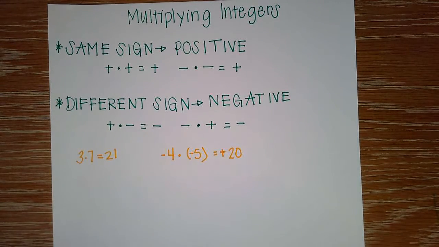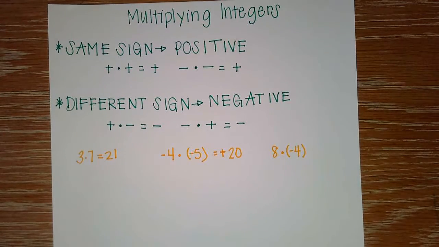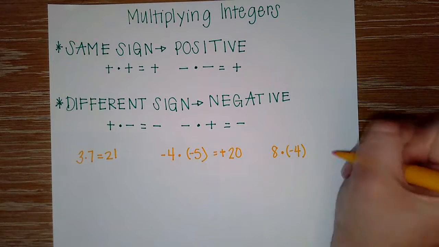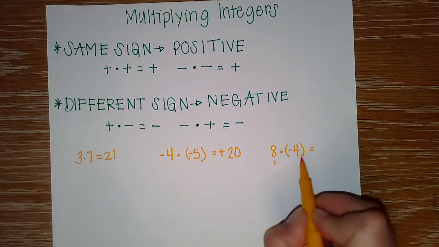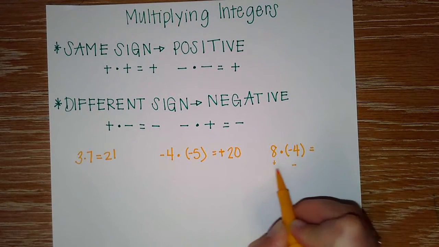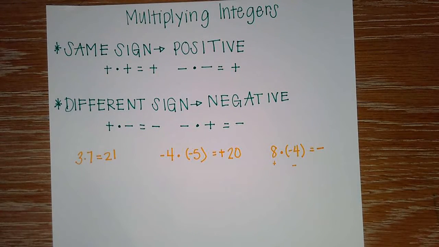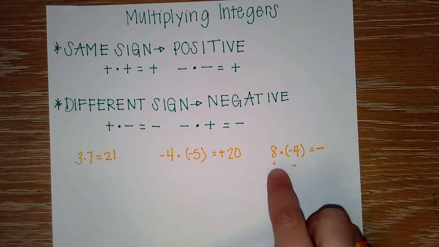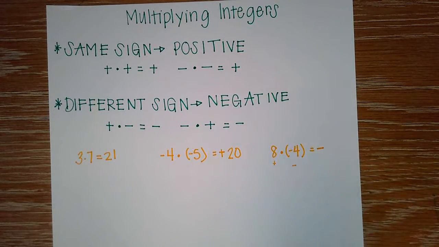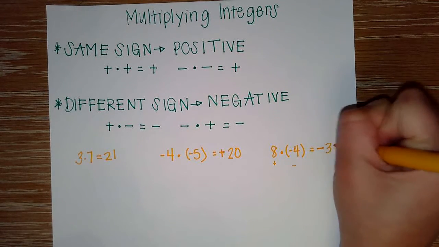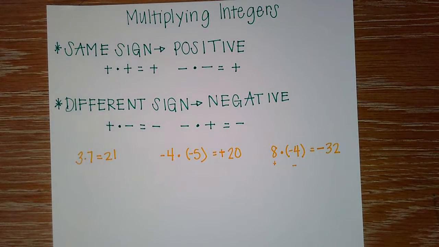Let's try one more like this. If we've got positive 8 times negative 4, what will be our product? Well, again, I look and I see that this is positive and this is negative. Those signs are different. Therefore, my answer is going to be negative. Okay, so I always check those signs first, determine my product sign, and then I go back and say, okay, now 8 times 4 regularly would be 32. Therefore, positive 8 times negative 4 will get me negative 32.